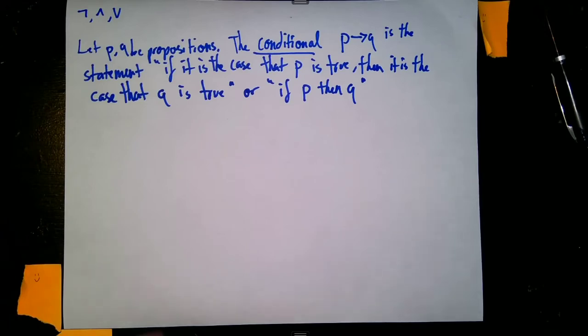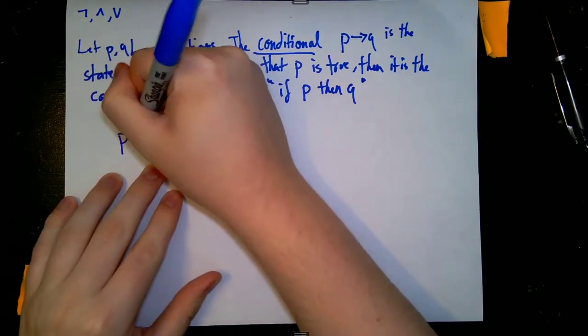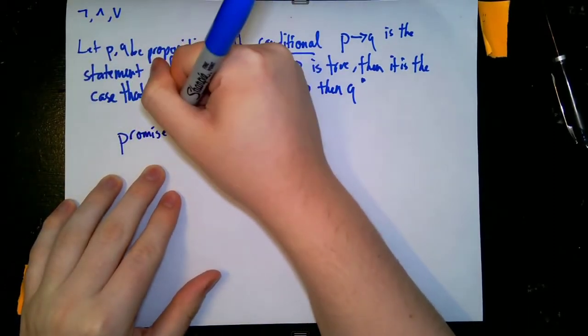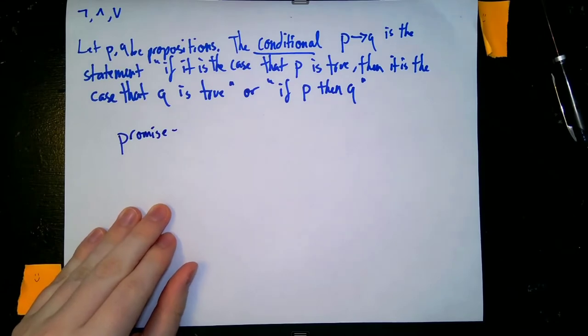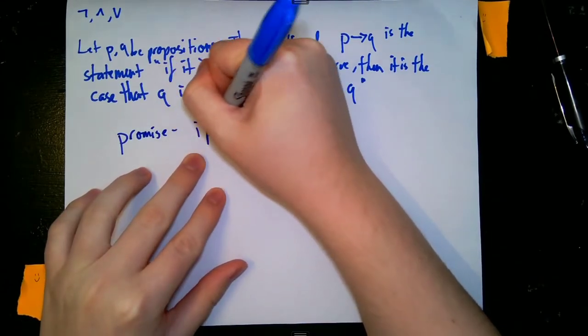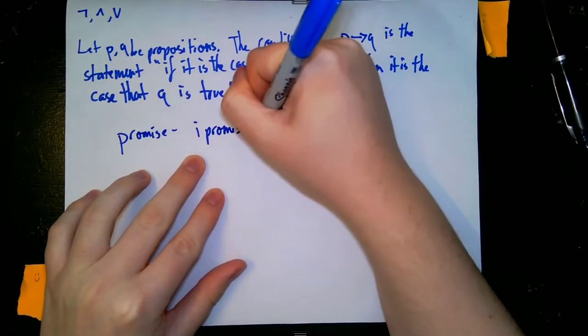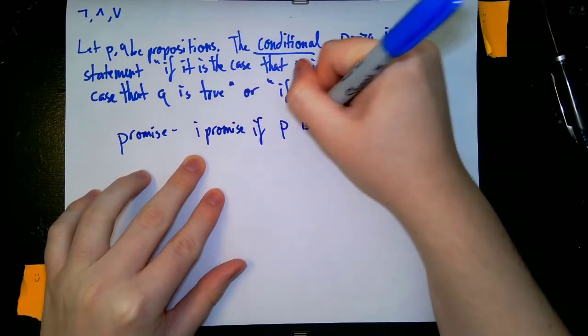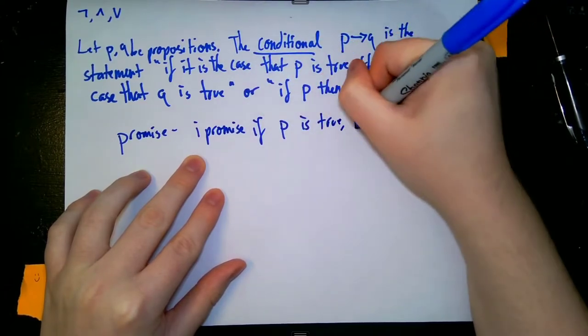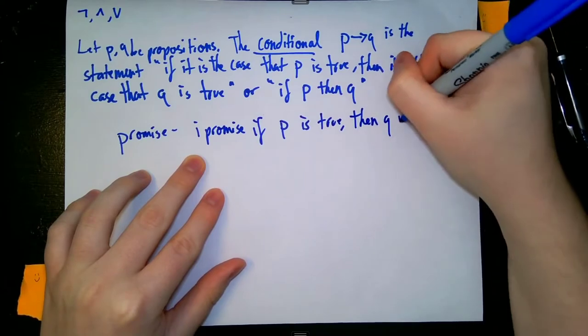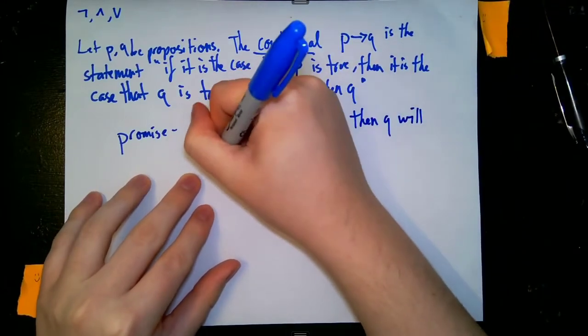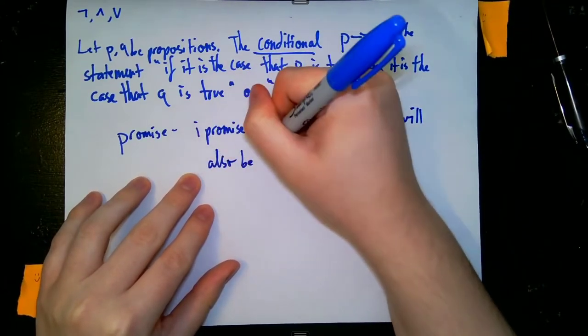So the thing about a conditional statement is that we are making a promise. So when I'm saying if P then Q, I'm saying that I promise if P is true, then Q will also be true.